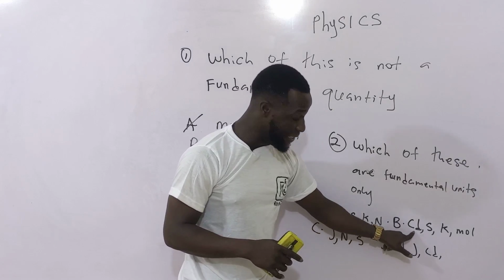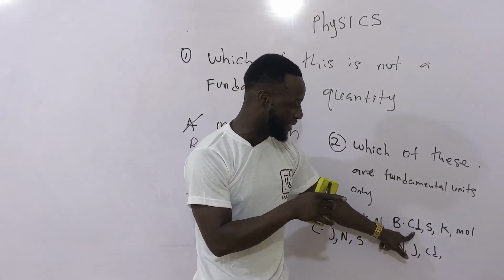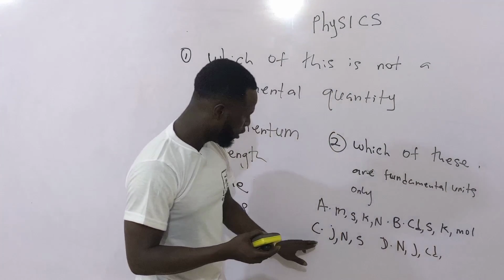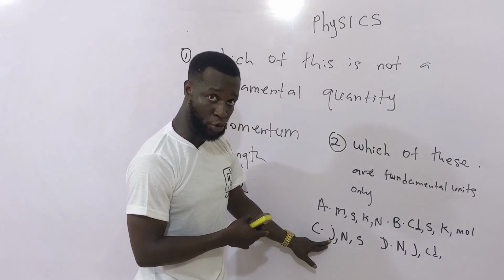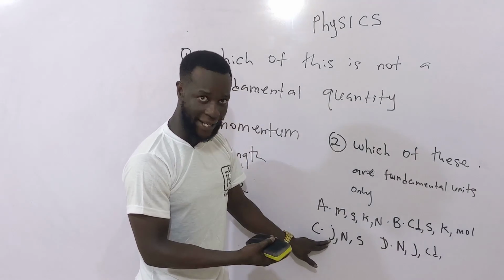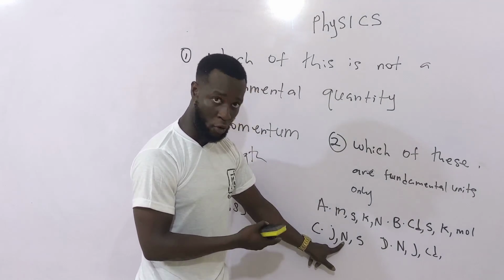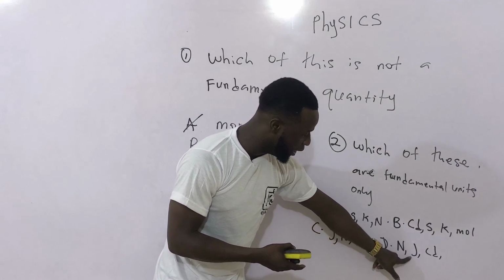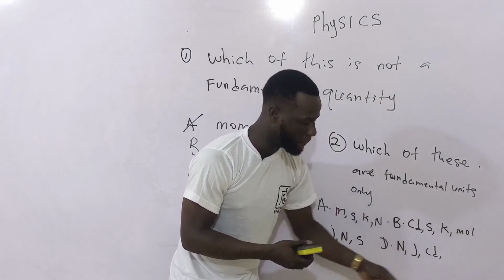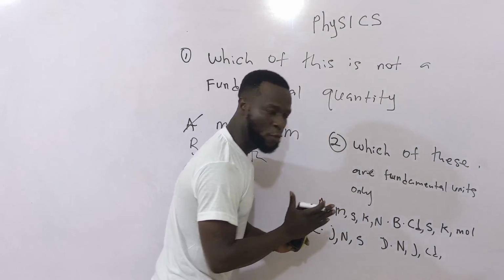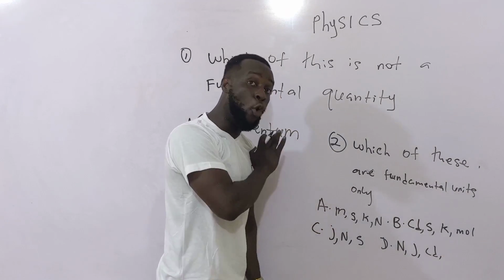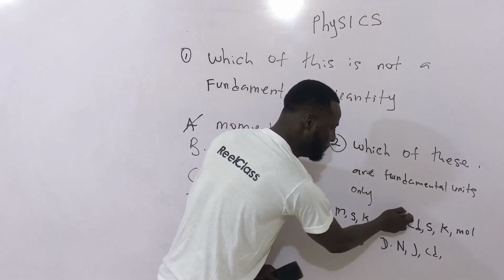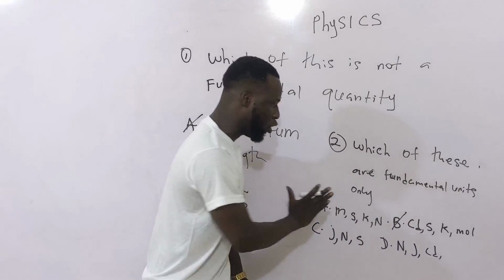Look at B. cd is candela, the SI unit for light intensity. s is seconds, K is Kelvin, and mol is mole. Look at this one: J for joules, the SI unit for work or energy. N is Newton, force, s is seconds. In option D, N, Newton, J, joules, cd, candela. Now, since the question is asking me which of these are fundamental units only, the only option that strictly comprises fundamental units is option B. So the answer to this question is option B.